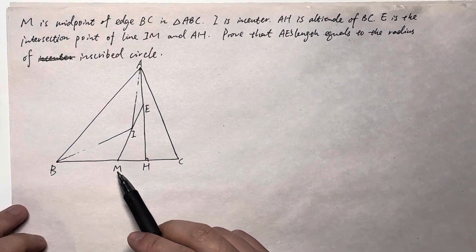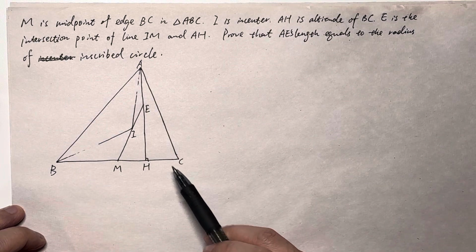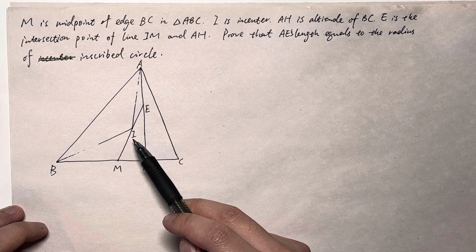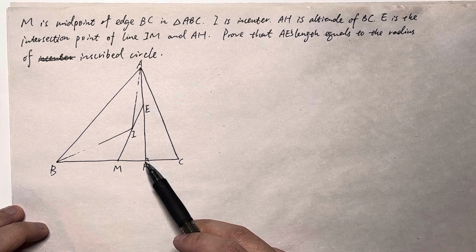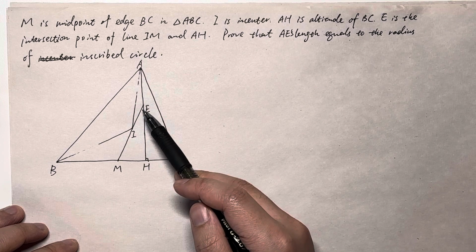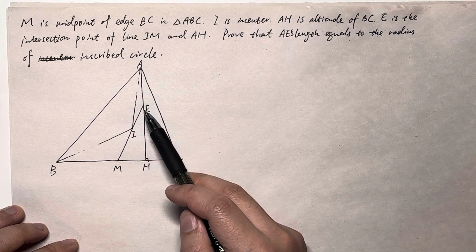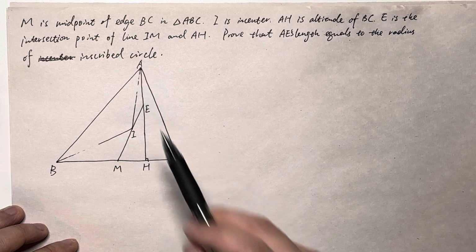Here is the problem. M is a midpoint of edge BC in triangle ABC. I is the incenter. AH is the altitude to BC. E is the intersection point of line IM and AH. Prove that AE's length equals the radius of the inscribed circle.